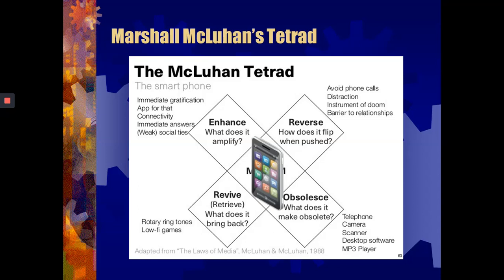We could think about applying the tetrad to other kinds of devices, and when you do your object of modernity presentations, I'd strongly encourage you to come back to this presentation, have a look at McLuhan's tetrad, and see if you can answer these 4 questions in respect to whatever device it is that you're presenting as an object of modernity. So what does it enhance, what does it reverse, what does it make obsolescent, and what does it revive, if anything? Think about it in those contexts.